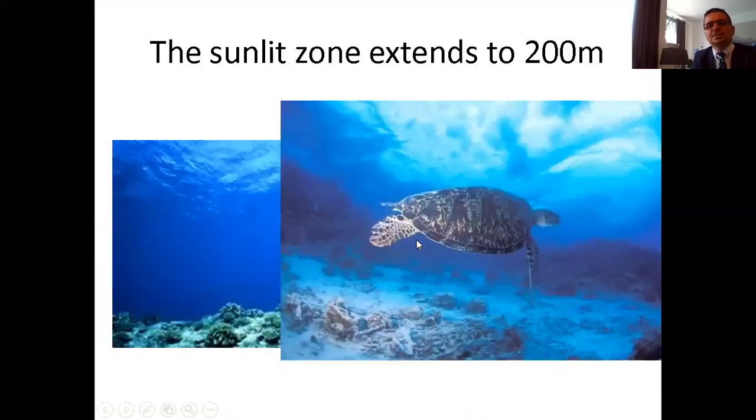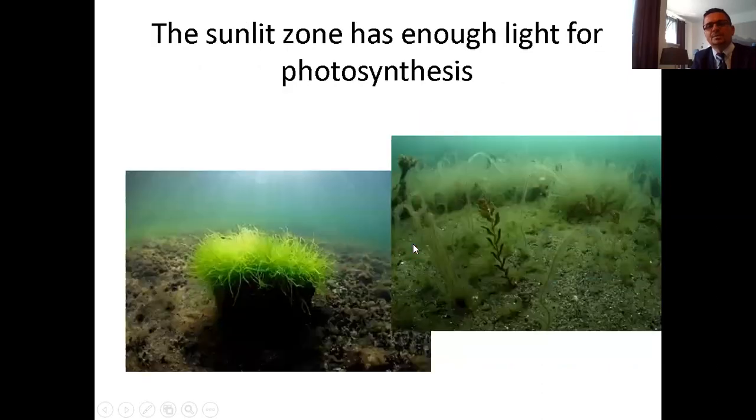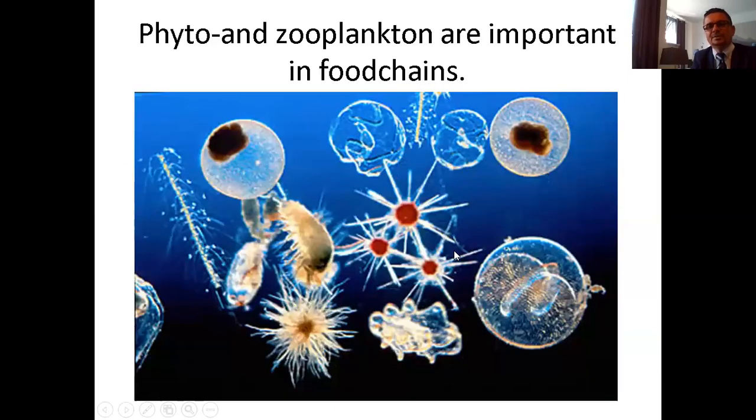The sunlit zone extends to 200 meters, so light can penetrate the top part. The sunlit zone has enough light for photosynthesis. You can see the green chlorophyll in plants here. Phyto and zooplankton are important in food chains.